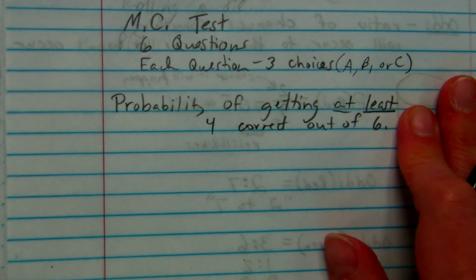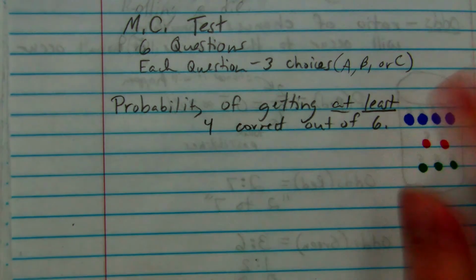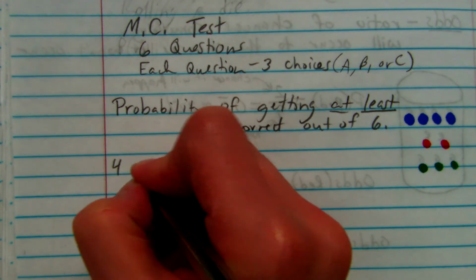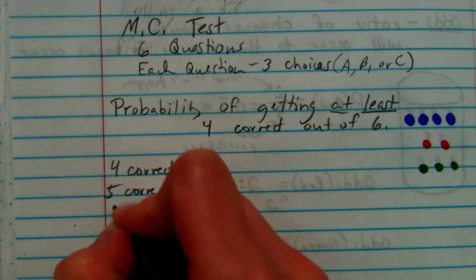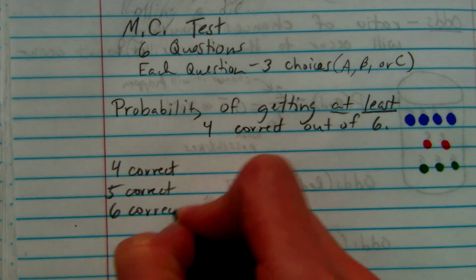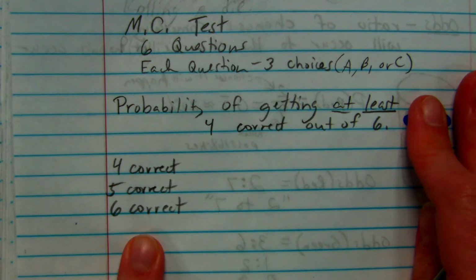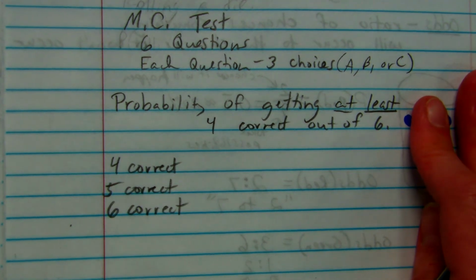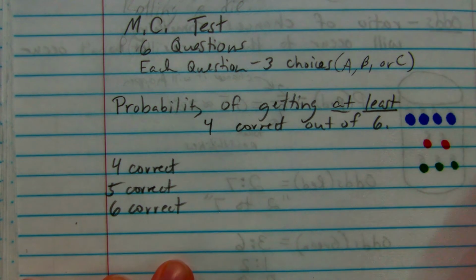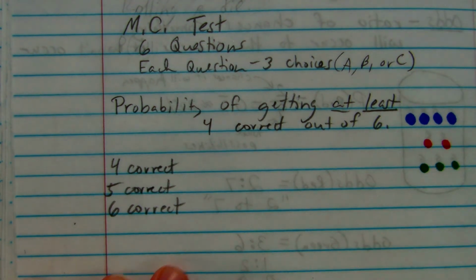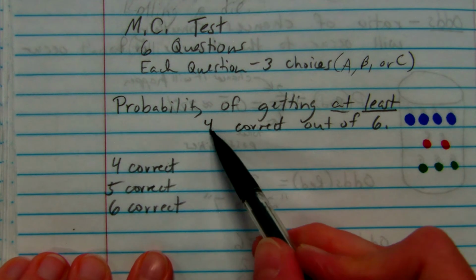So we want to find the probability of getting at least 4 correct out of 6. Basically, if we think about that, you want to talk about getting 4 correct, 5 correct, or 6 correct. And so we would have to figure out the probability for each of those and then add them up. Right, so you're not going to start with 0, 1, 2, 3. You're just going to do 4, 5, and 6 because you want at least 4.